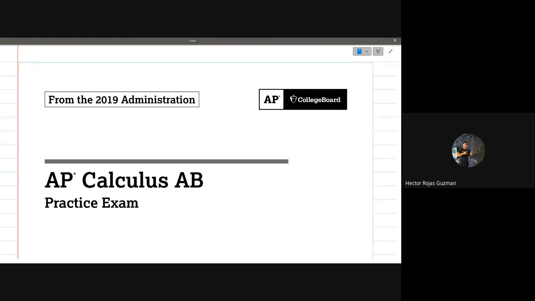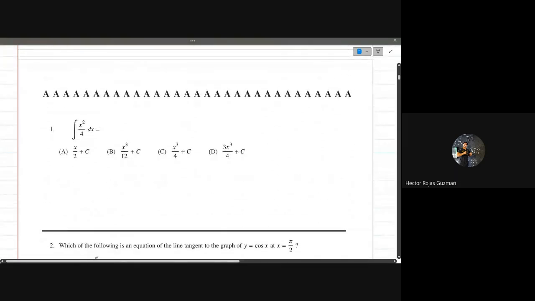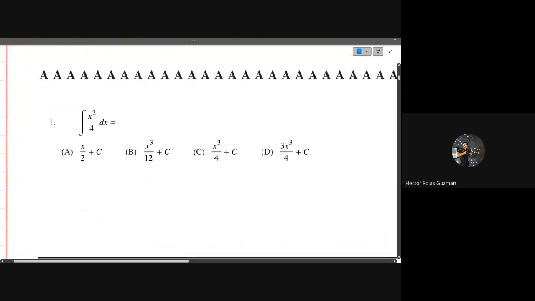We're going to be going over the 2019 AP Calculus AB multiple choice exam. First up, we got 30 questions. Multiple choice, again, no calculator. So number one, the integral of x squared divided by 4.